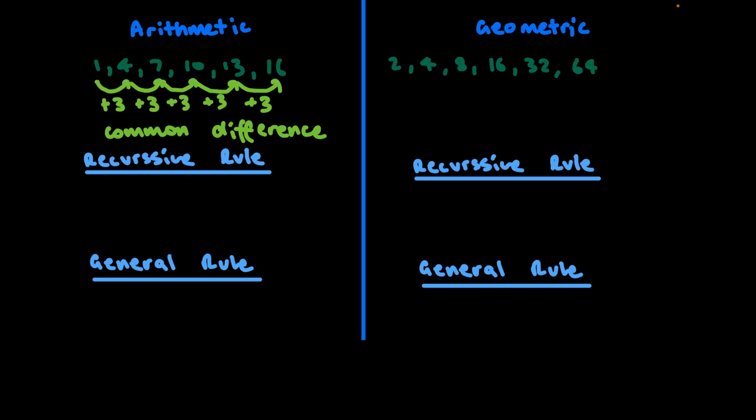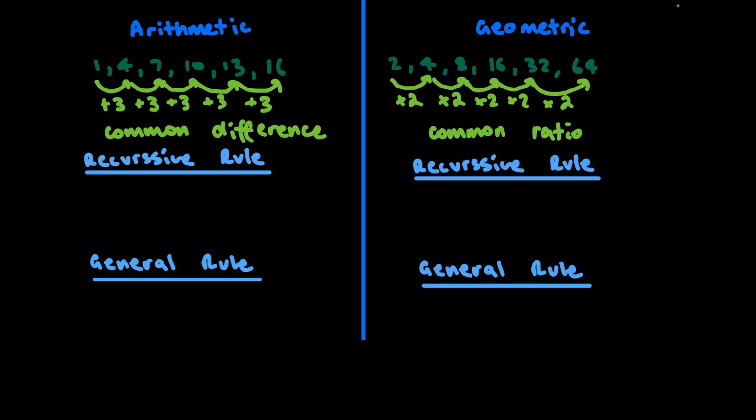Now, what about the geometric side? The geometric sequence here doesn't really add by the same amount each time, because it's add 2, then add 4, then add 8, so they don't have a common difference. But what I do notice is there's a common ratio. The ratio between 4 and 2 is simply times by 2. The ratio between 8 and 4 is times by 2, again and again. So this sequence has what's known as a common ratio. And that is the key foundation of a sequence.